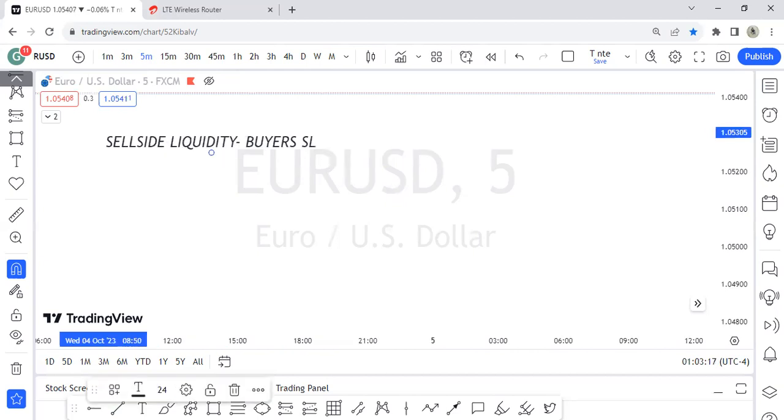We're referring to where people want to buy the market. Where would they like to buy? Where would they like to put their buy stop loss? If you're buying the market now, where would you like to buy, and where would you like to put your stop loss? These are all areas of liquidity.